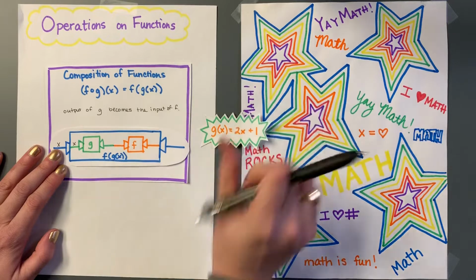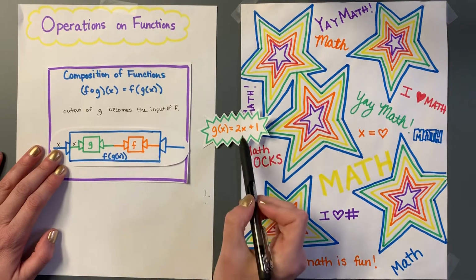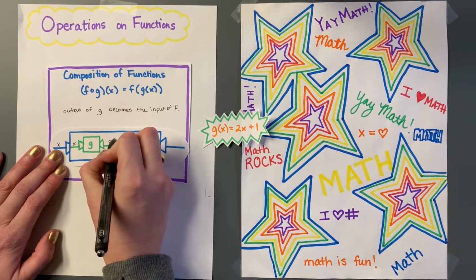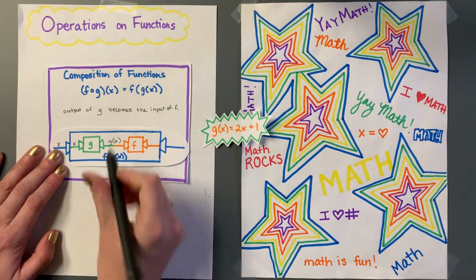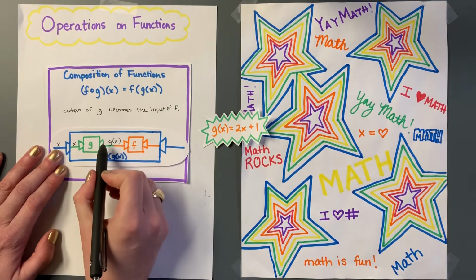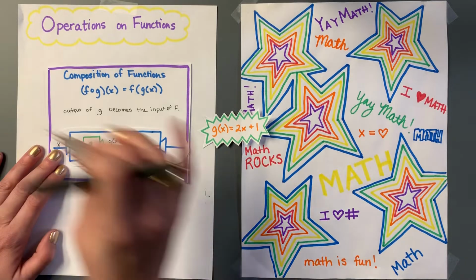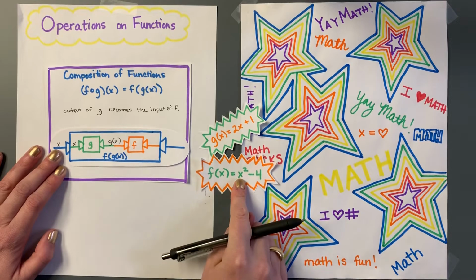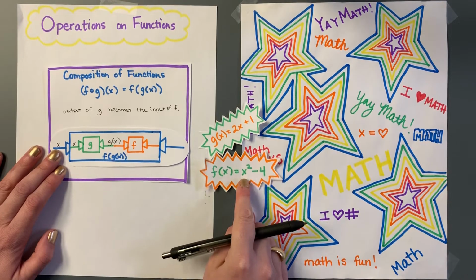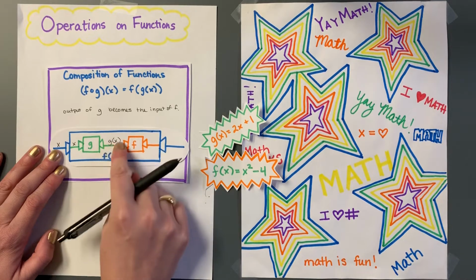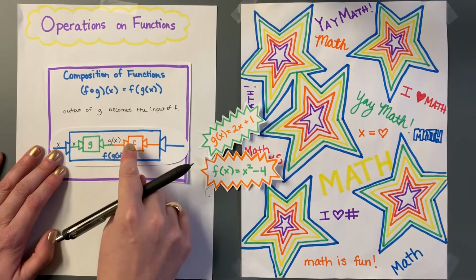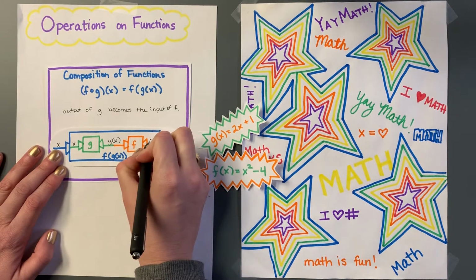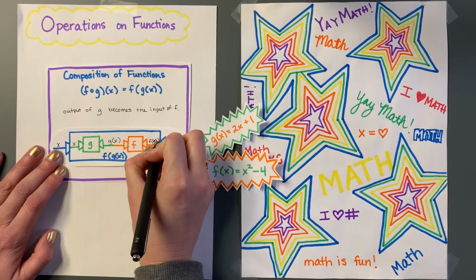So if we're looking at this as our g function, we take that x value, multiply it by 2, and add 1, and we end up getting out a g of x value. That g of x output is now input into my f function. So whatever I got out of the g function goes into my f function and has this rule applied. So in this case, it's x squared minus 4. So whatever value of g of x goes into f is going to be squared and 4 will be subtracted. And out of that, I get f of g of x.